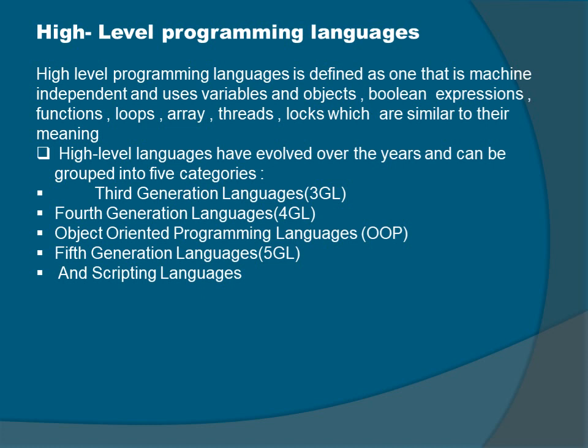Now we discuss the high level programming languages. A high level programming language is defined as one that is machine independent and uses variables and objects, boolean expressions, functions, loops, arrays, threads, and locks, which are similar to their meaning. So with these types of words in a high level language, we can easily write programs as compared to other programming like assembly and machine. High-level languages have evolved over the years and can be grouped into five categories: third generation language, fourth generation language, object-oriented programming languages, fifth generation language, and scripting language.